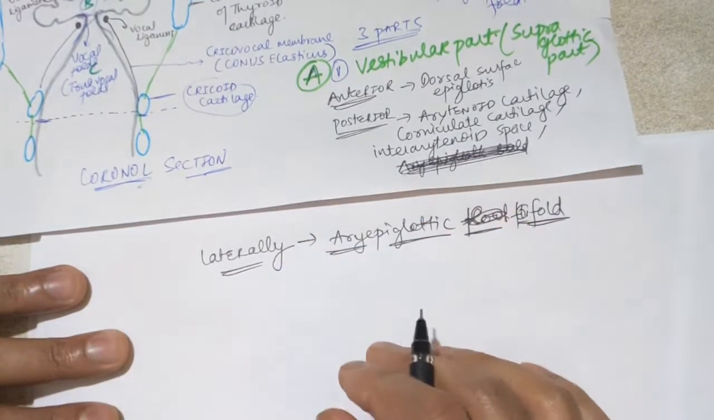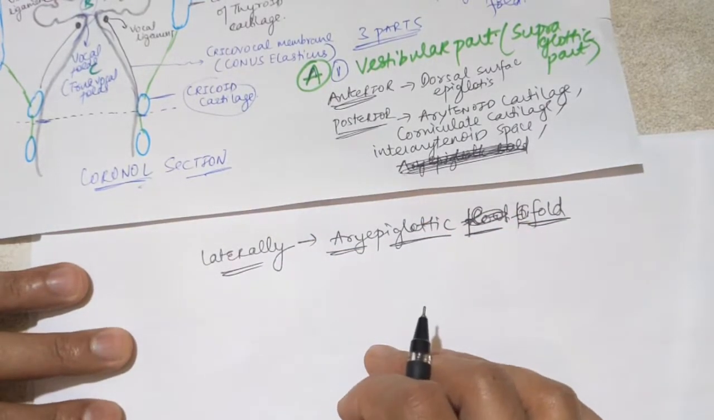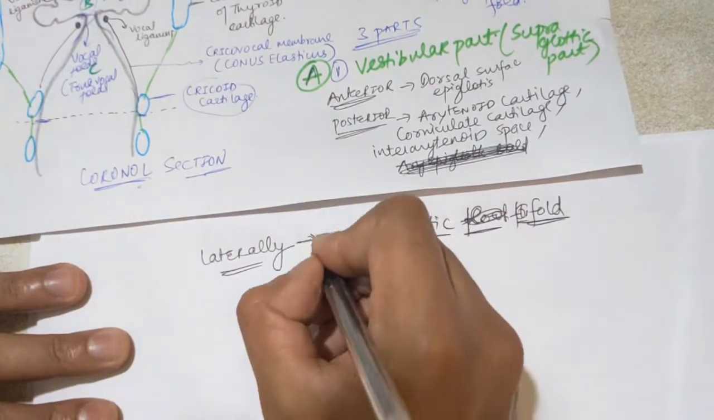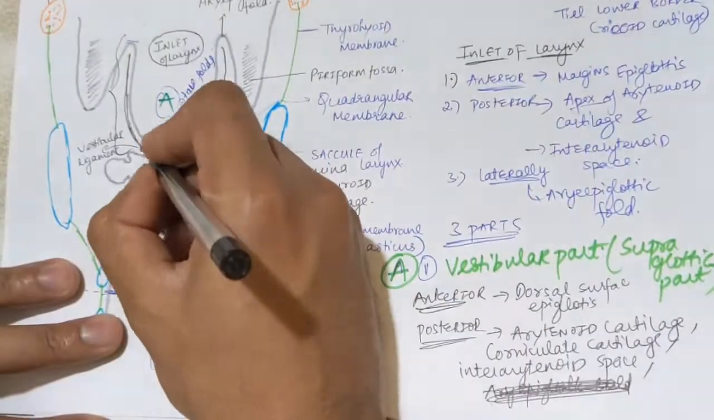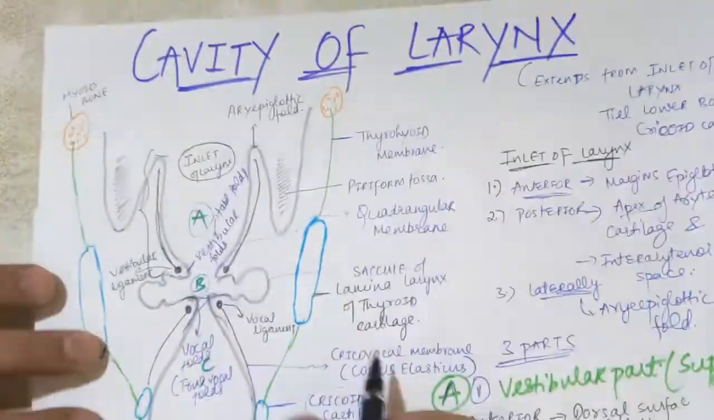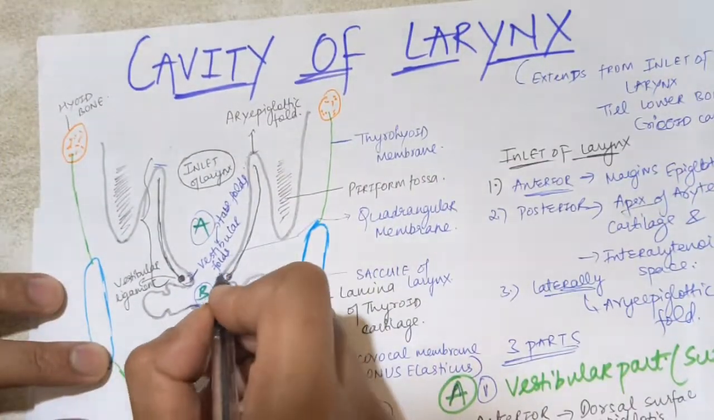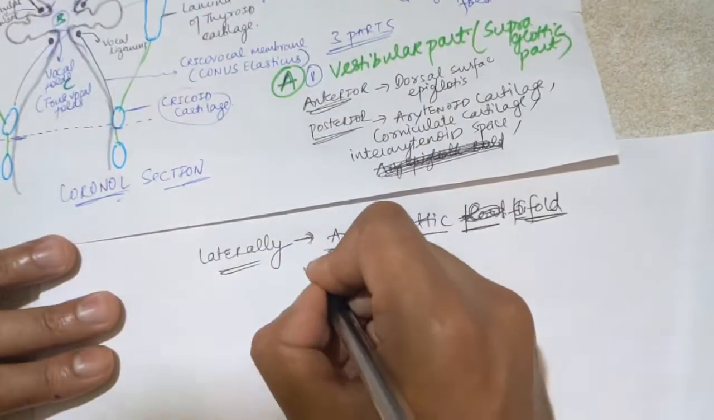So this was the boundary for this vestibular part. The vestibular part further extends as your vestibular folds. So this is your vestibular folds.